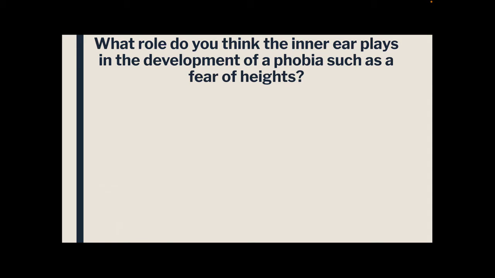What role do you think the inner ear plays in the development of a phobia such as fear of heights?